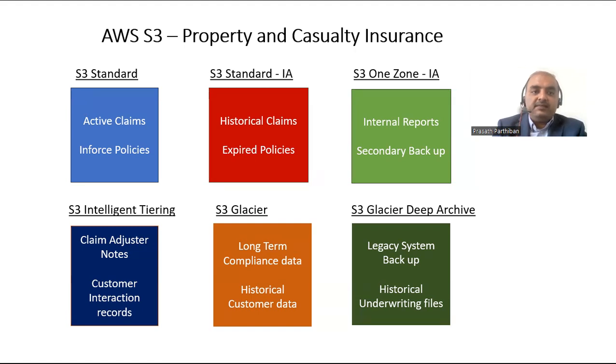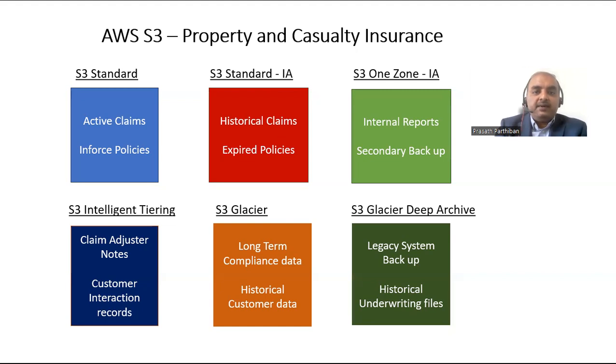To start with, the first class is S3 standard. This is the default class in AWS. The reason is this is the S3 class where you can access the data very quickly, and at the same time it's going to be very optimized. So for example, in PNC insurance, any active claims or enforced policies that you have to access very quickly or very often can be stored in this S3 standard. Because it is very quick and very optimized, the pricing of S3 standard could be a little bit higher.